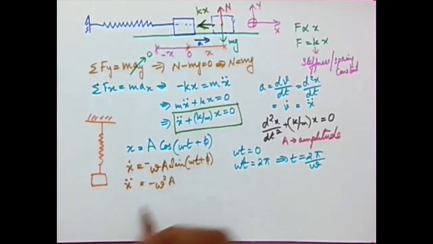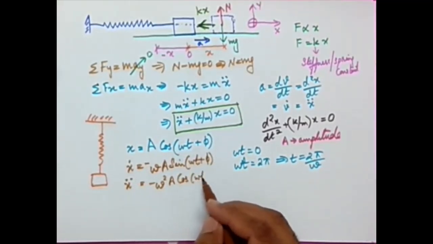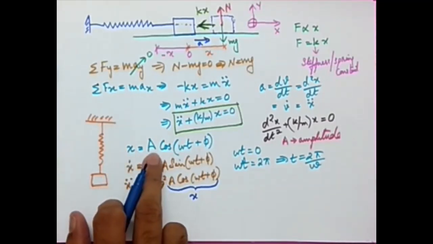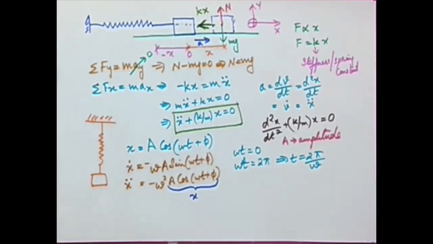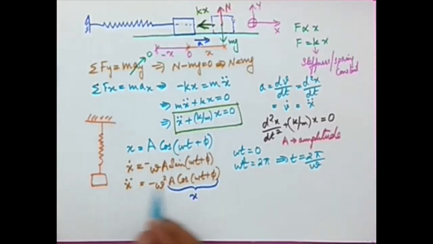So omega square a, then this sine is cos. So cos omega t plus phi. Okay. And if you are observing, you can find that this term that is written here is the x itself, because x is a cos omega t plus phi. So with this, I can rewrite this above equation as x double dot, which is minus omega square x. So minus omega square x plus k by m times x equal to 0.